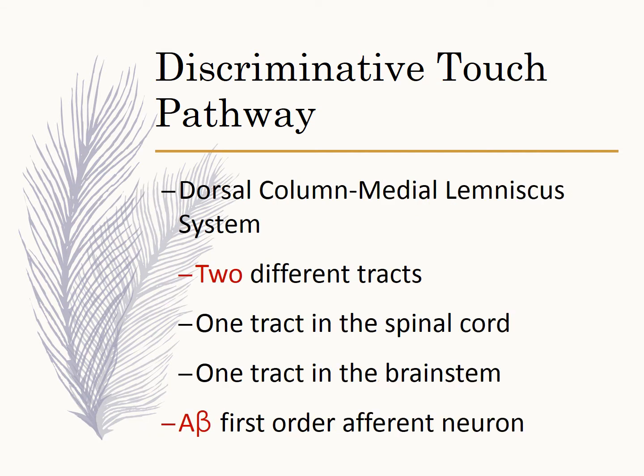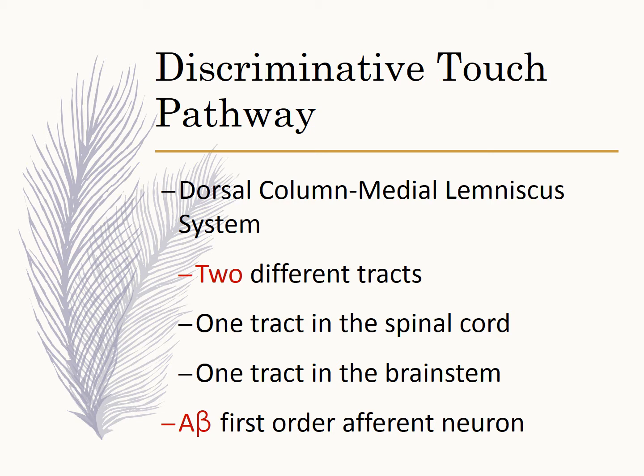Unlike the pain and temperature pathway that uses a single tract through the spinal cord and the brainstem in order to get to the thalamus, the discriminative touch pathway is a two-track system. It uses one tract in the spinal cord and a second tract in the brainstem. This system is named for the two tracts and is known as the dorsal column medial lemniscus system.